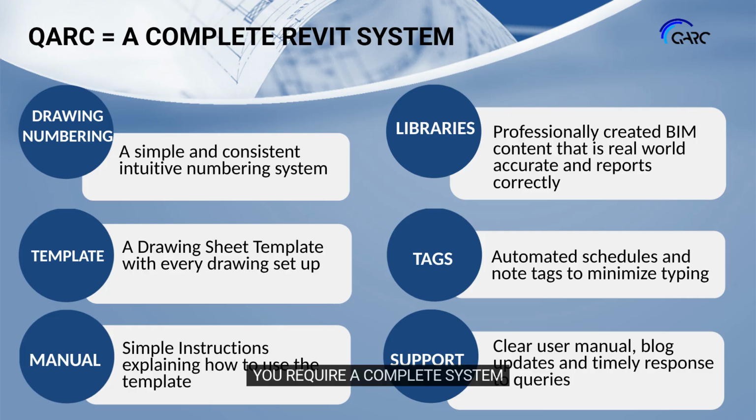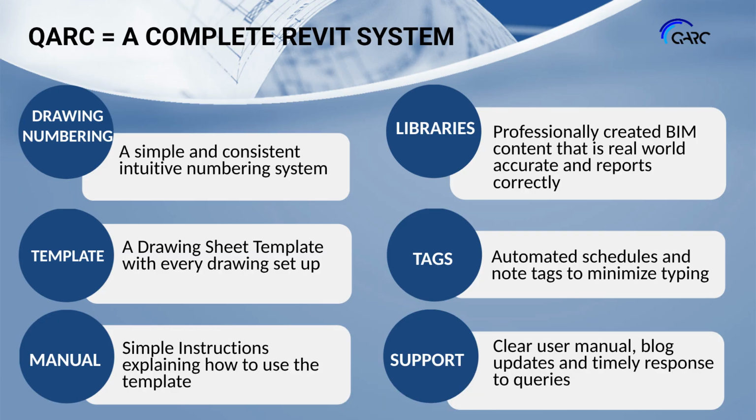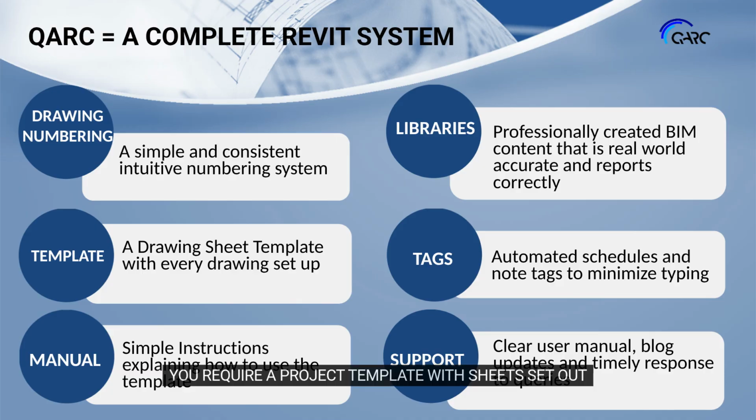You require a complete system, a great and very extensive library of families, close to 14,000 to start off with. You require a project template with sheets, set out display templates for each sheet, a drawing numbering system, automatic notes and scheduling tags, a manual, and finally support, something or someone to turn to.